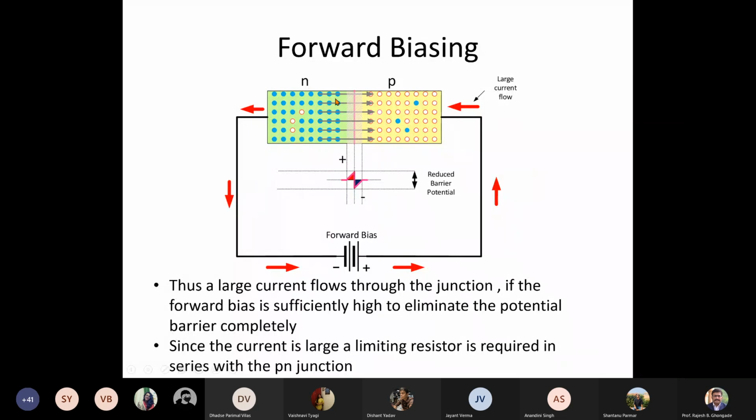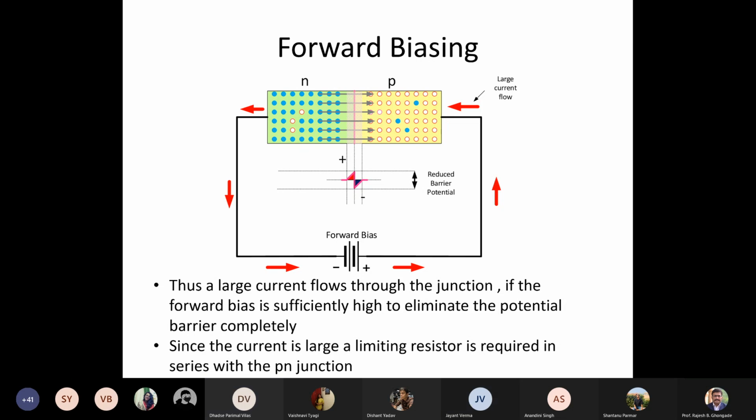So electrons will start moving in the p-type region. The holes from the p-type will start moving in the n-type region. Obviously, we have current flow in the external circuit. And remember, what I have shown here is the conventional current direction, or the conventional current flow. Electrons are moving in the opposite direction. So a very large current is going to flow. Agreed or not?